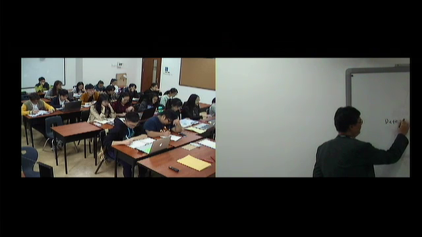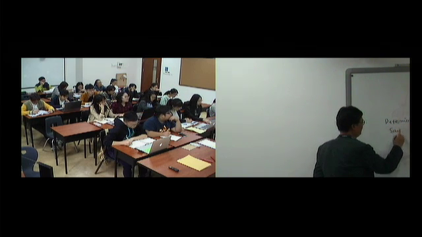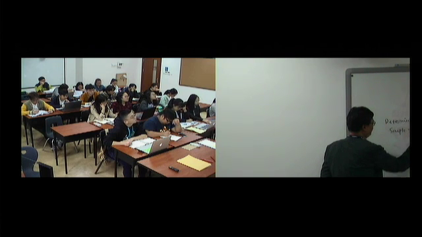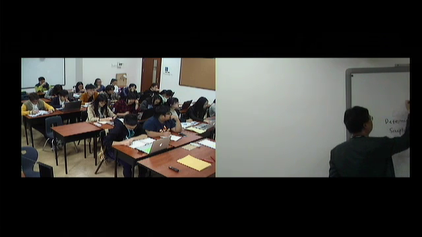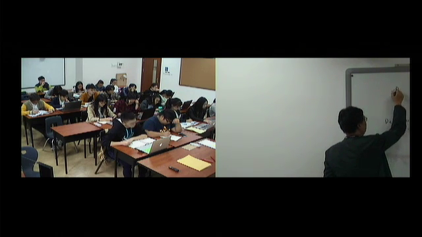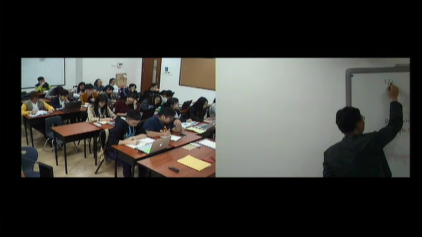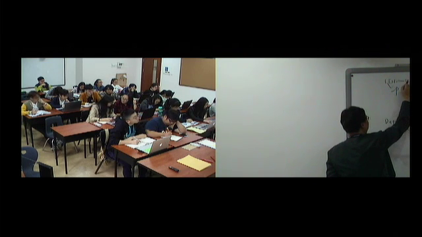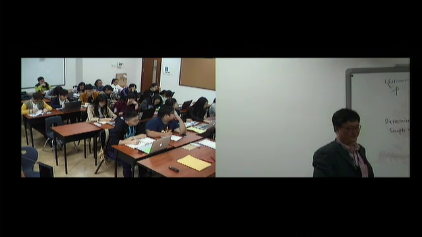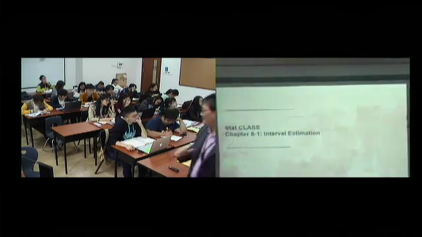Determining the sample size. Section 8.4, population proportion p, estimating the proportion p. Good. So we are learning about four sections from chapter 8. That's simple, we have only four sections in chapter 8.